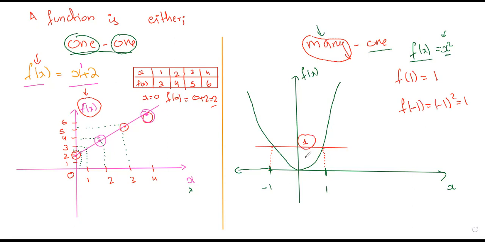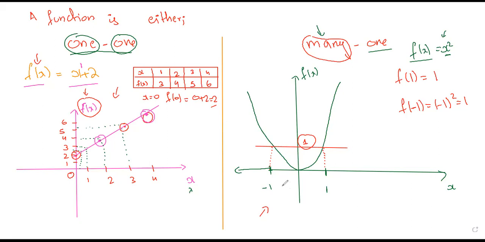The value is same. However, in this case, in 1 to 1, for every x there is one y. For one x there is one y, and here for two different x values we are getting the same f of x value. This is the difference in 1 to 1 and many one functions. Is this clear? Did you guys understand this?